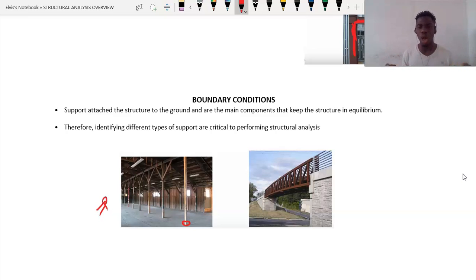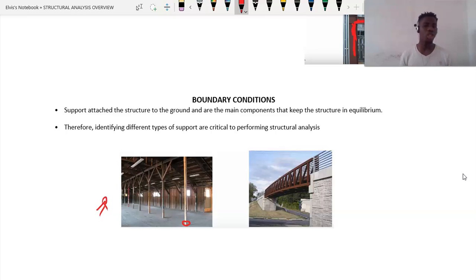Now, guys, this is where we are going to call it. So in the next lesson, we are going to continue from boundary conditions. So we're going to see how we analyze support reaction, that is fist support, pin support, and roller support. Okay, so in the next lesson, we are going to discuss more on boundary conditions.